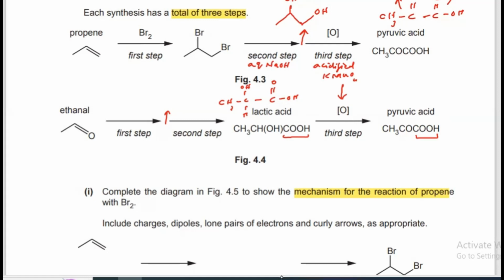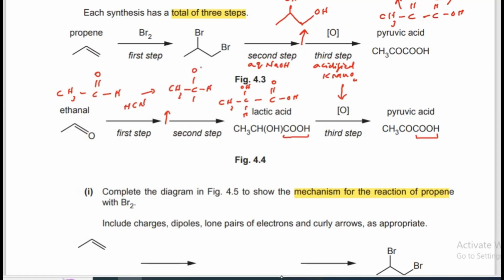So how can you get the secondary alcohol from an aldehyde? Let me draw the structure. This is an aldehyde, C double bond O H. So if we react it with HCN in the first step, by reacting with HCN, we will get a product like this. You have to copy this, just break the second bond.